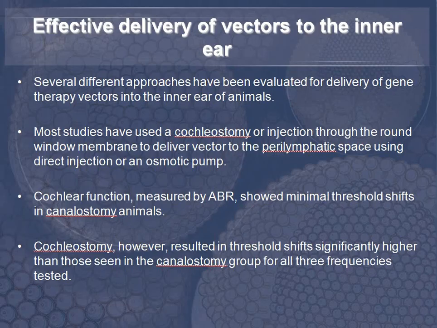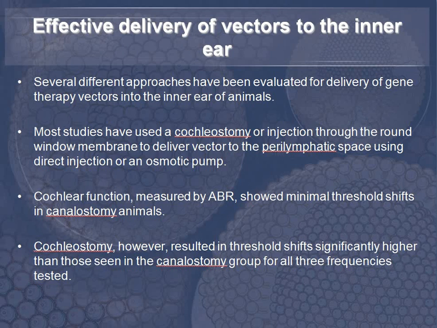So what is the effective delivery of the vector to the inner ear? Several different approaches have been evaluated for the delivery of the gene therapy vectors into the inner ear in mammals. Most studies have used a cochleostomy or the injection through the round window membrane, or to deliver vector to the perilymphatic space using a direct injection or an osmotic pump.